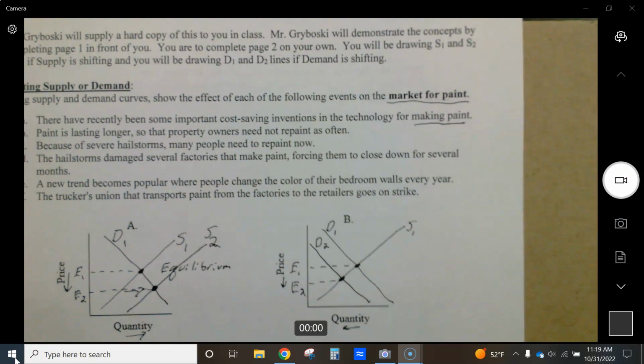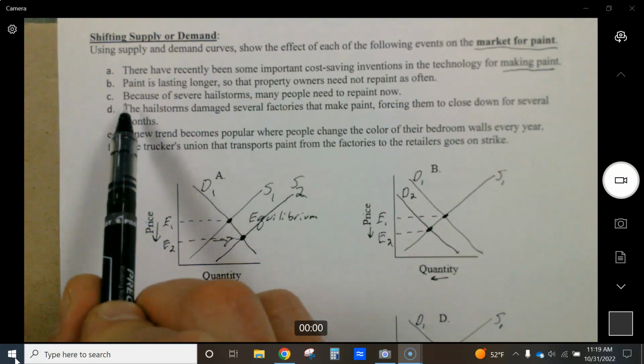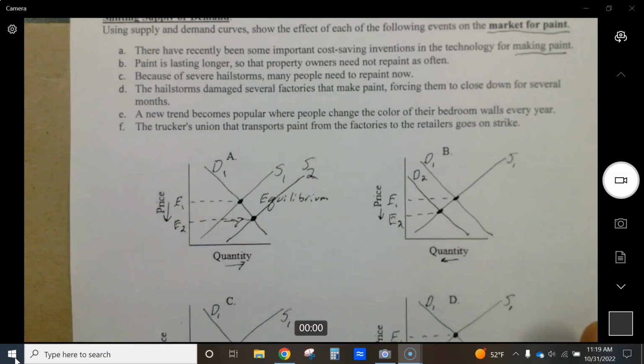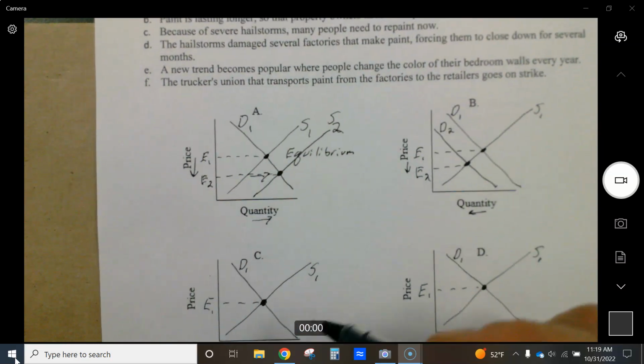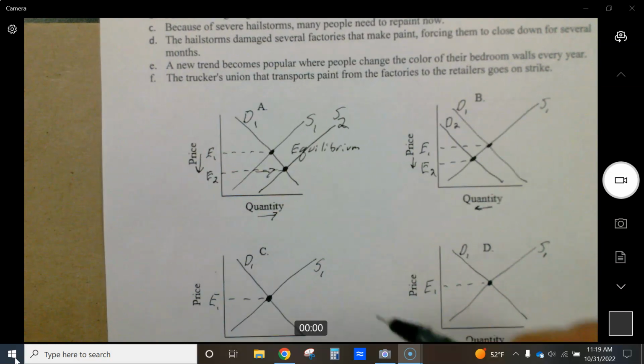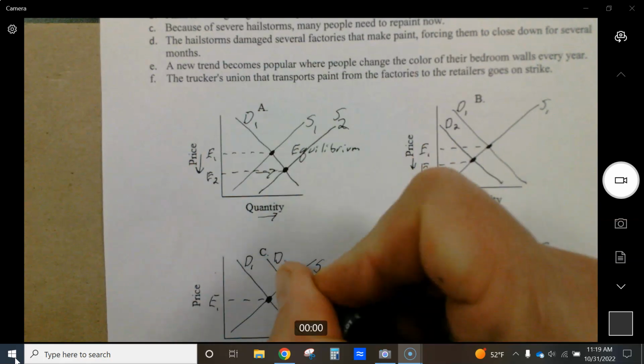Alright, so far so good. Let's go to the next one, C. C says, because of a severe hailstorm, many people need to repaint now. Just the opposite of B. So there's more demand for the paint because people are repainting more. So we're going to shift it to the right.